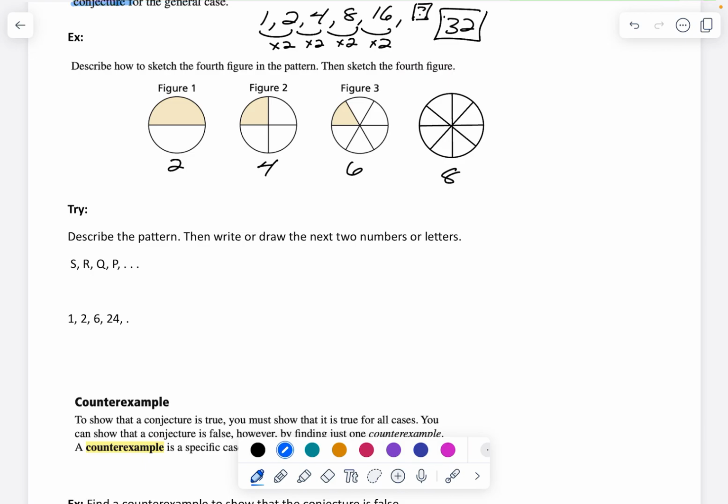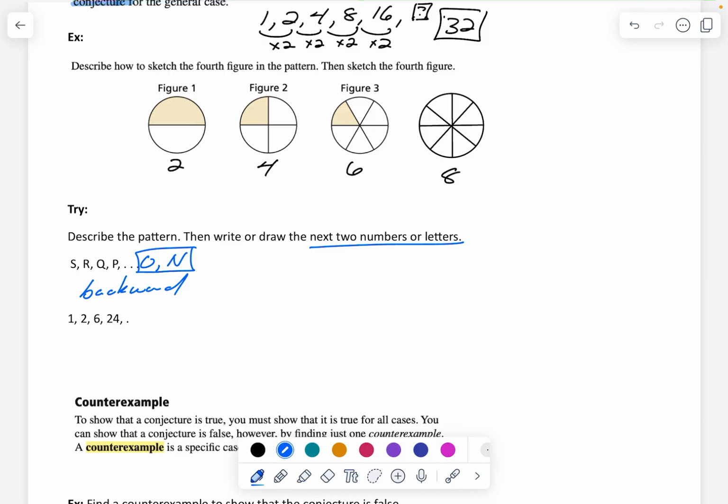SRQP, elemental PQRS. Oh, it looks like it's backwards. Okay, LMNOP. Oh, the next 2 letters are O, N. LMNOPQRS. Okay, so that's my conjecture.